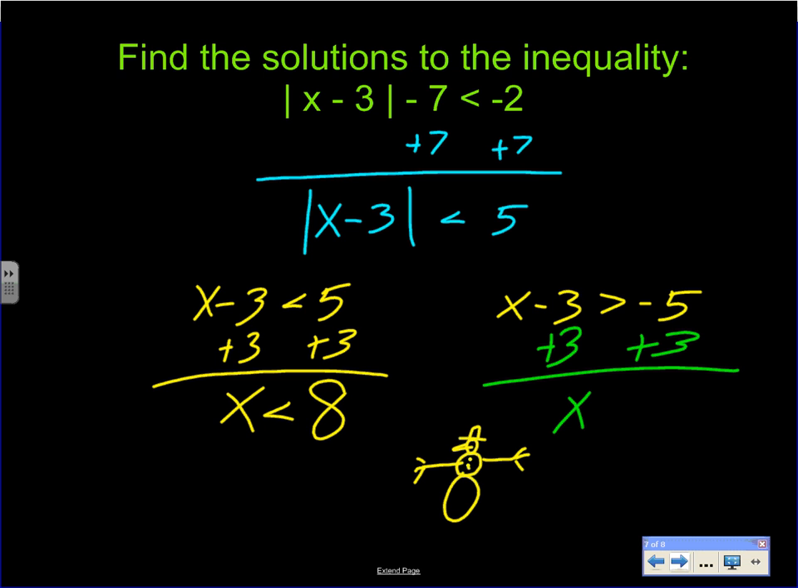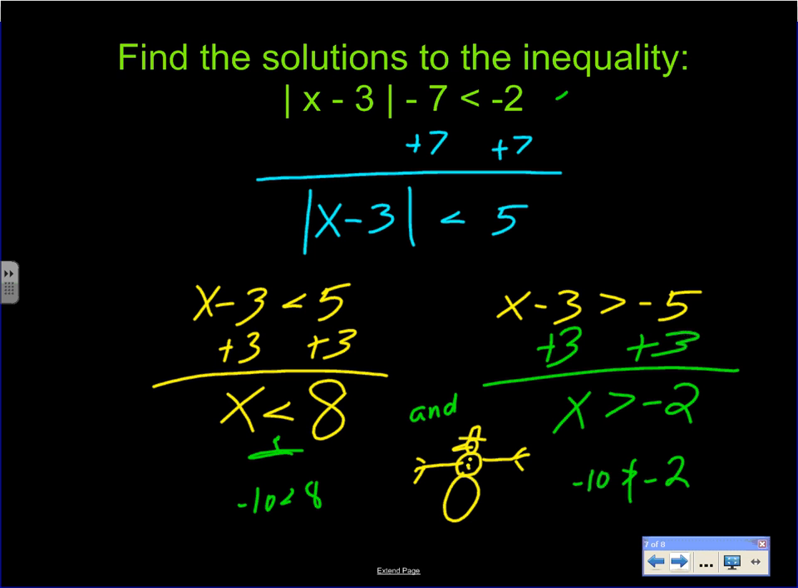X should be what? Greater than negative 2? Yeah. X is less than 8. X is greater than negative 2. Think about this. If it has to be less than 8, it has to be greater than negative 2. It has to meet both of those inequalities. So this one here is going to be an and compound inequality. Because if we pick a number on the left less than 8, say negative 10, negative 10 is less than 8. But negative 10 is not greater than negative 2.